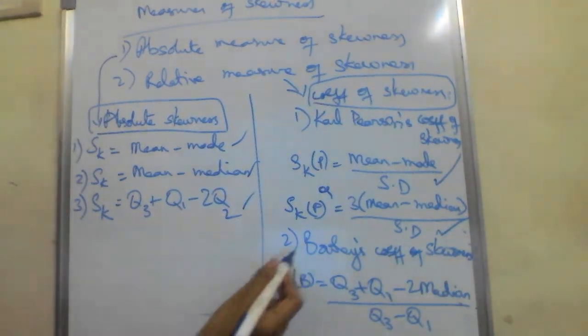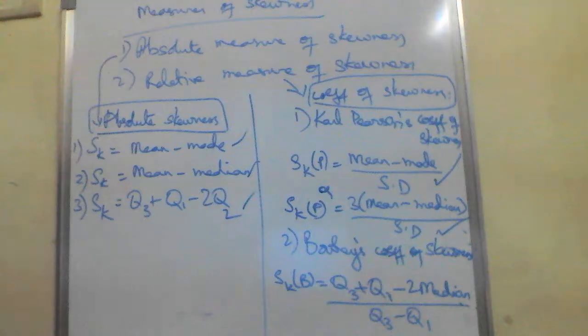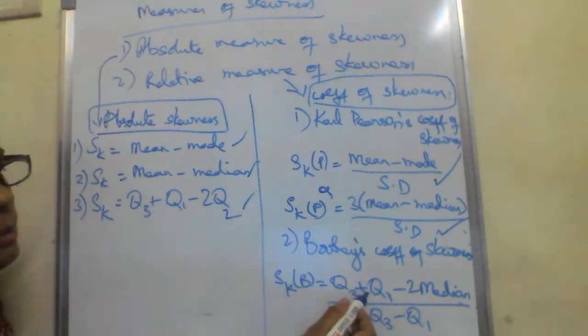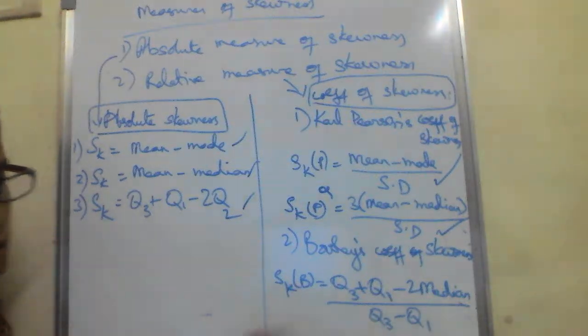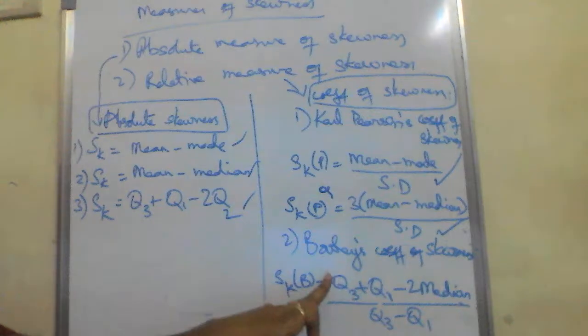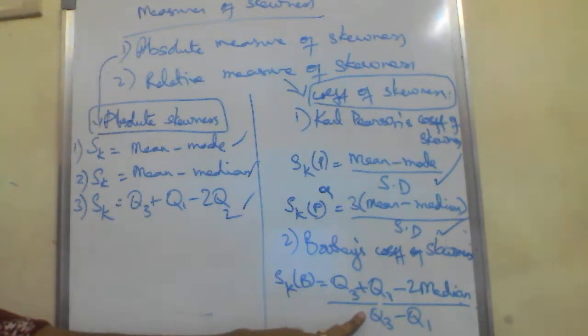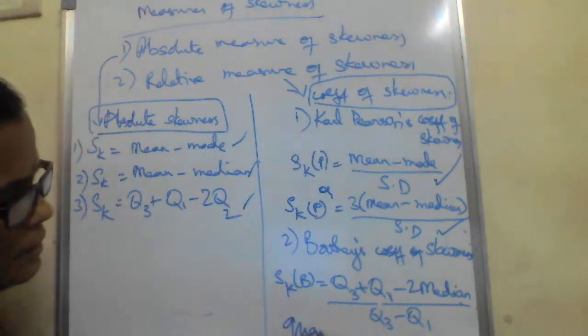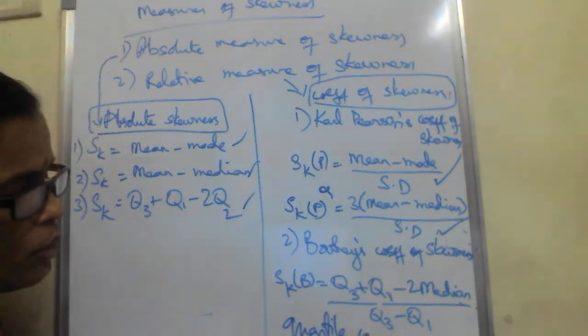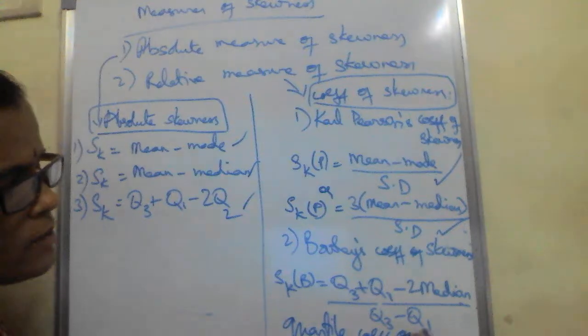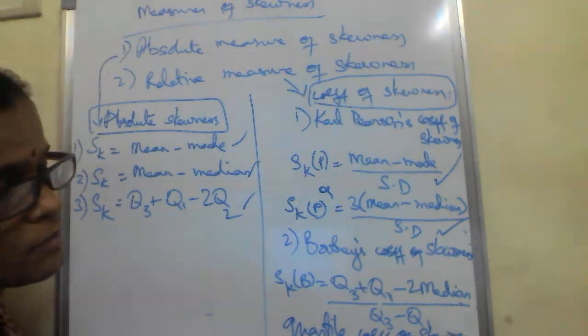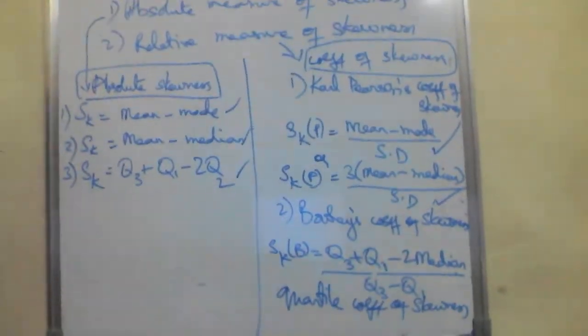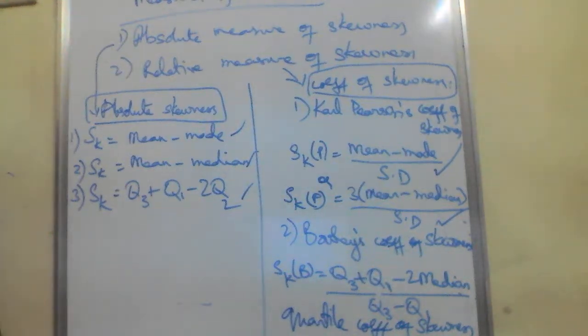And the second measure is Bowley's coefficient of skewness. This is found by this particular formula: Q3 plus Q1 minus 2 median by Q3 minus Q1. This measure is again based upon the quartiles, so it is also called the quartile coefficient of skewness.